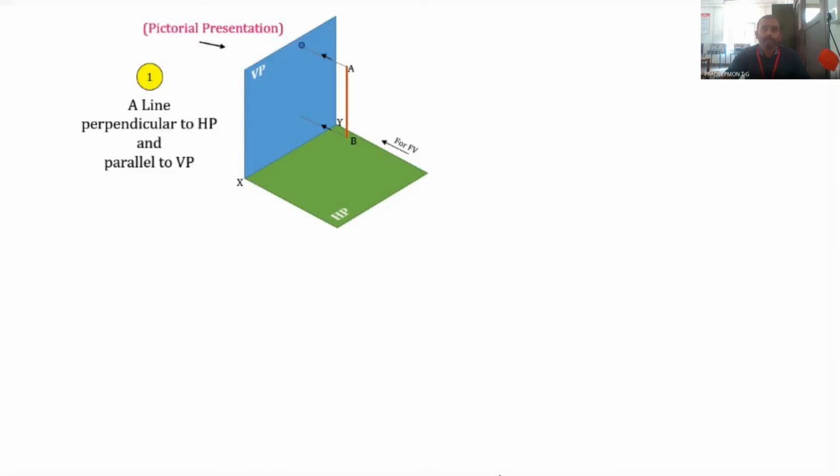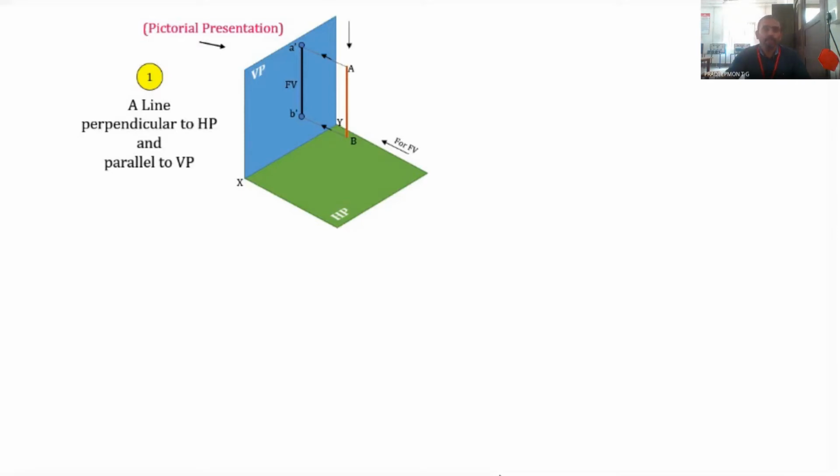So this point will be A dash, since it is the projection of A. And this point will be B dash. It is the front view of B. So now we join A dash and B dash. This line is the front view. So this line, as we know, should be perpendicular to the XY line. And the length should be equal to the original length of AB. The length of A dash B dash should be equal to the length of AB.